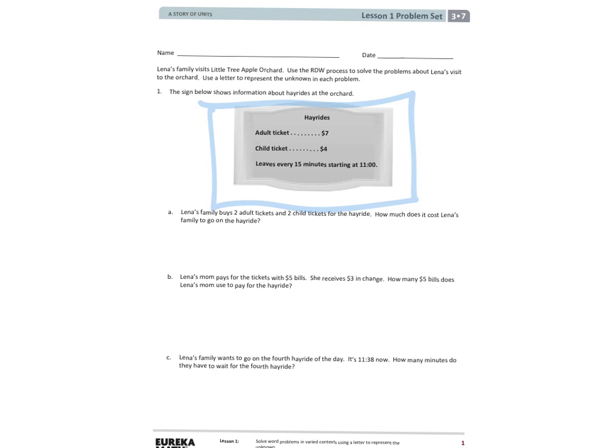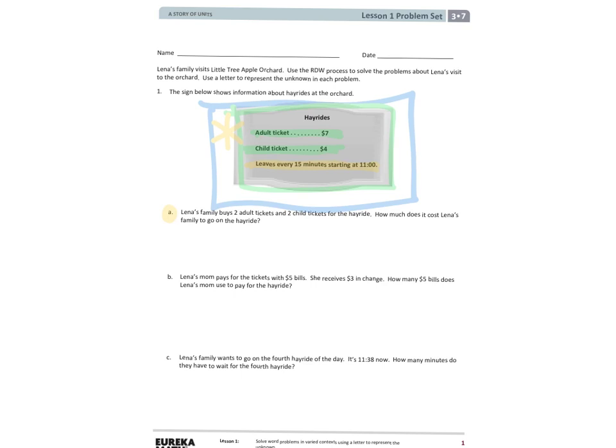Number 1. The sign below shows information about hay rides at the orchard. So we can look at this sign here, and we can see that an adult ticket for one adult to go on the hayride is going to cost $7. For one child to go, it's going to cost us $4. And we can also see that the hayride leaves every 15 minutes starting at 11 o'clock. So we're going to be looking back at this chart to help us solve these problems down here. So let's get started with letter A.